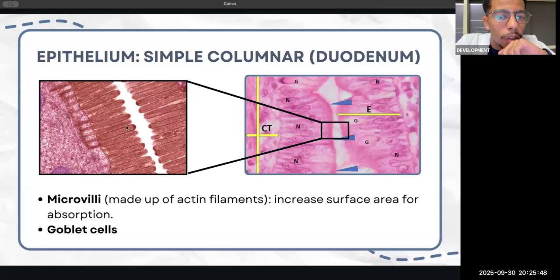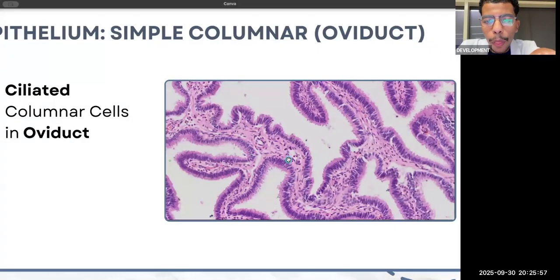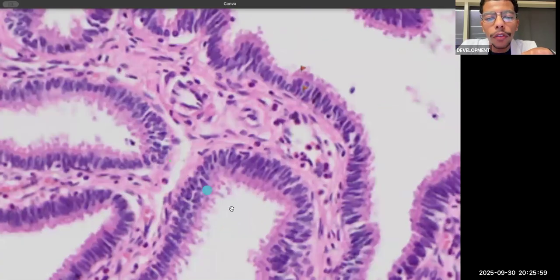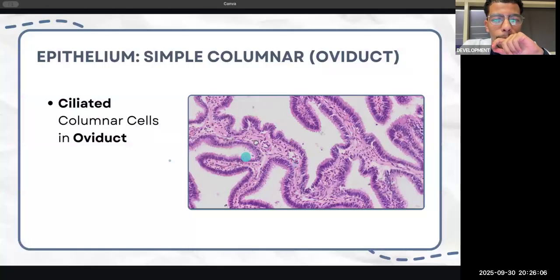No, the slide with cilia is not the oviduct slide. Oh, yes, it is also. This slide. Wait, let me show you. Yeah, this one. But the cilia aren't really clear here. I'll show you another clearer picture. Any more questions?